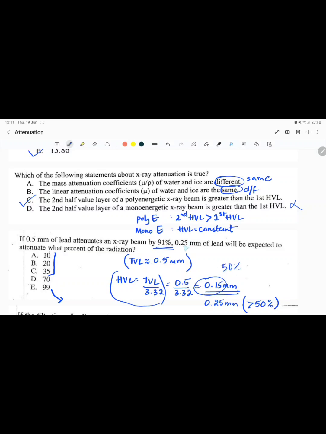All right, so now they're asking 0.25 mm is for what? 0.15 mm gets to 50% attenuation. So out of these options, this option is wrong, this option is wrong, this option is wrong because it is less than 50%. So among these two options, we know for 90% the TVL which was required is 0.5 mm. For 99% the thickness that is required will be more than 0.5 mm. So the only answer for 0.25 mm is 70%.